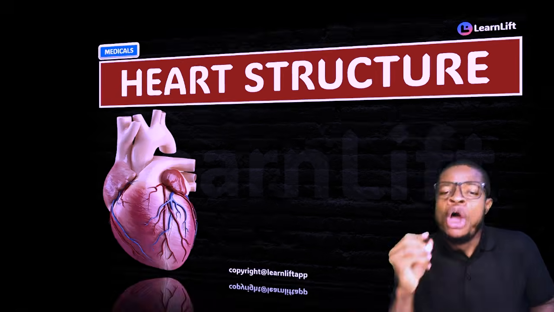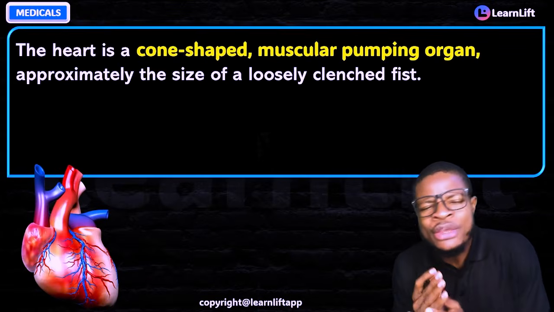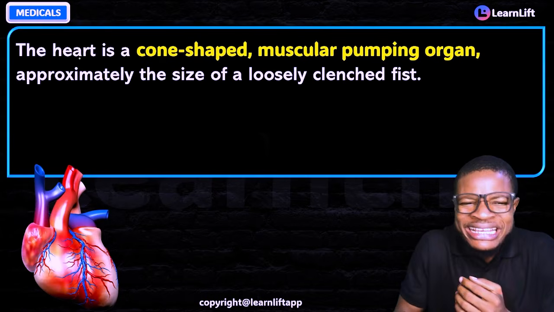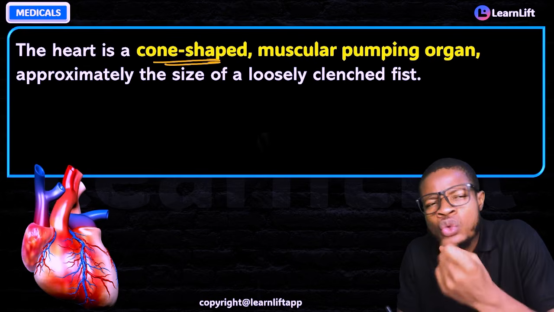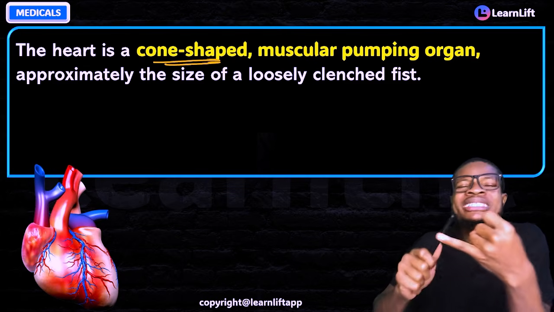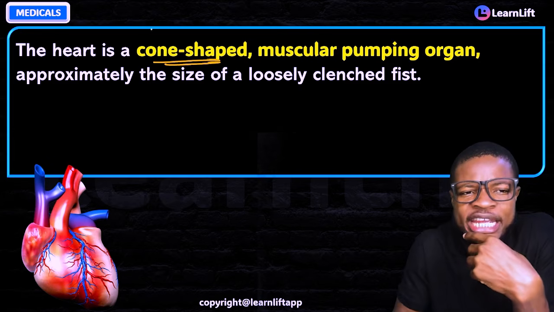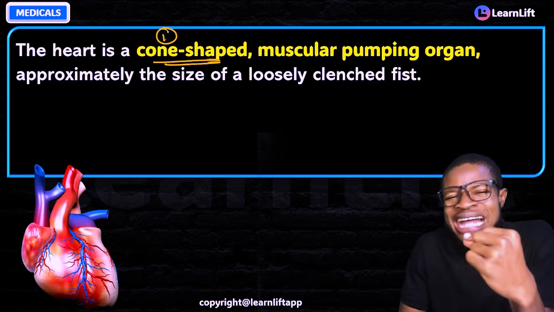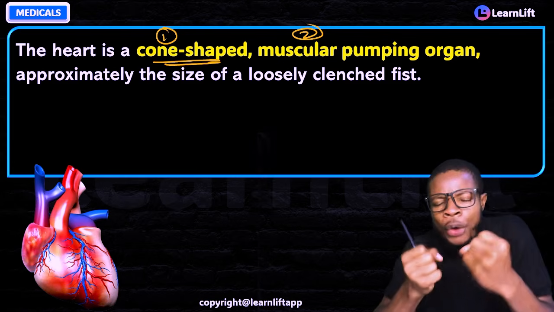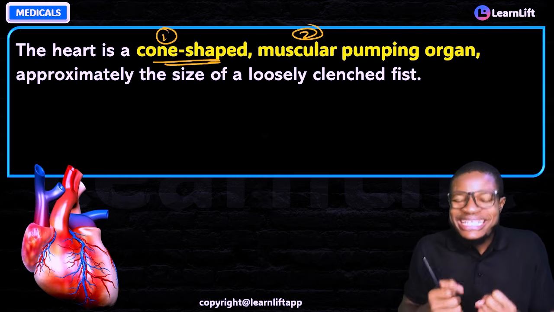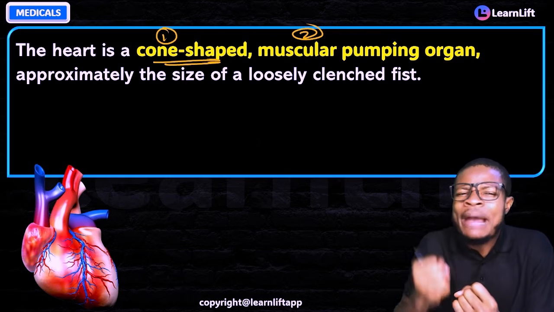Let's go gradually. Under the heart structure, I'd like you to note this: the heart is a cone-shaped muscular pumping organ. Two things have been mentioned there. Number 1, what's the shape of the heart? It is cone-shaped. Number 2, it is a muscular pumping organ. So what is the heart? It is a cone-shaped muscular pumping organ.